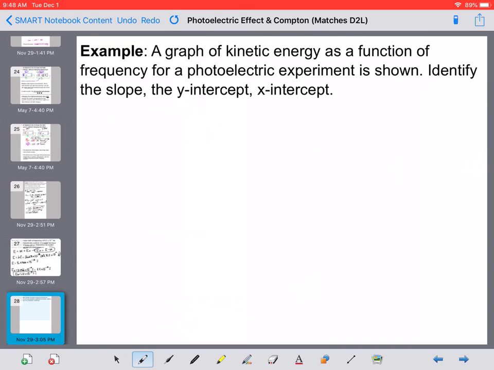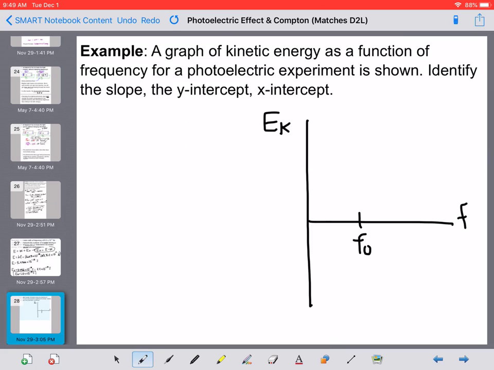Okay, and last one for today. So a graph of kinetic energy as a function of frequency for a photoelectric experiment is shown. Just have to draw that still. So we have kinetic energy, and we have frequency here. And then it says identify the slope, the Y-intercept, and the X-intercept. Well, we know that at some frequencies, the metal does not release electrons, right? It's only once you hit the threshold frequency that we start to actually release electrons. So our graph's going to start from there.